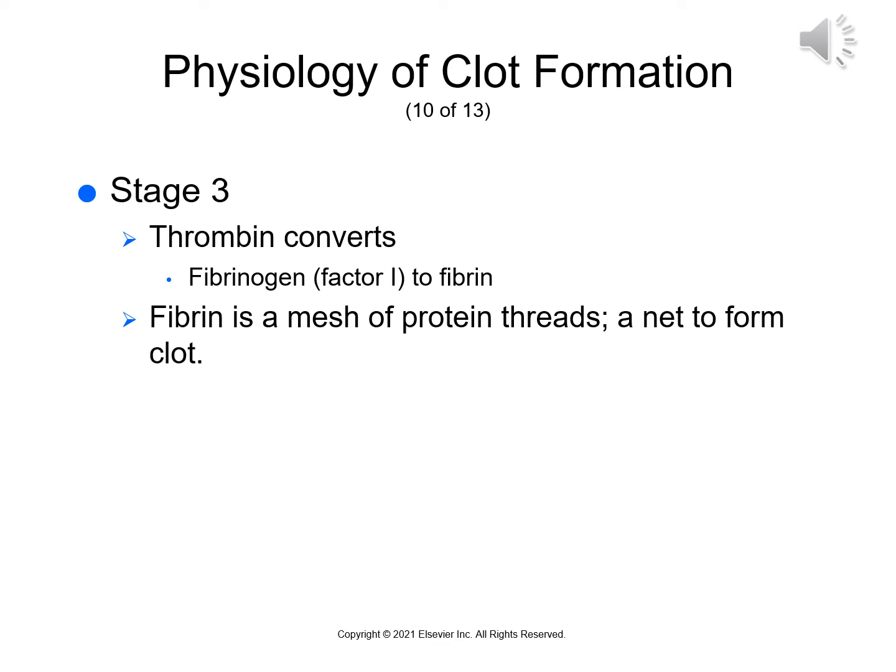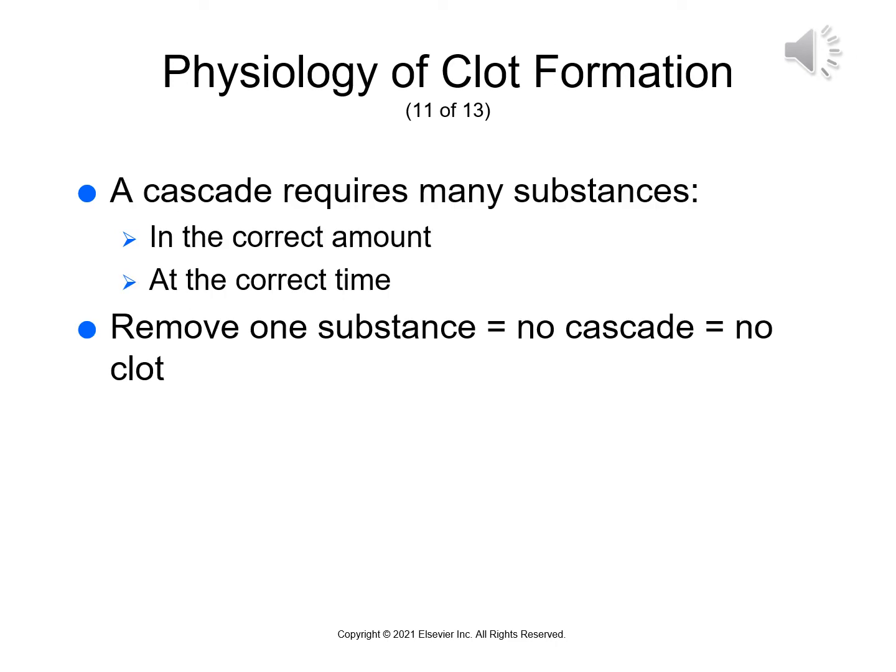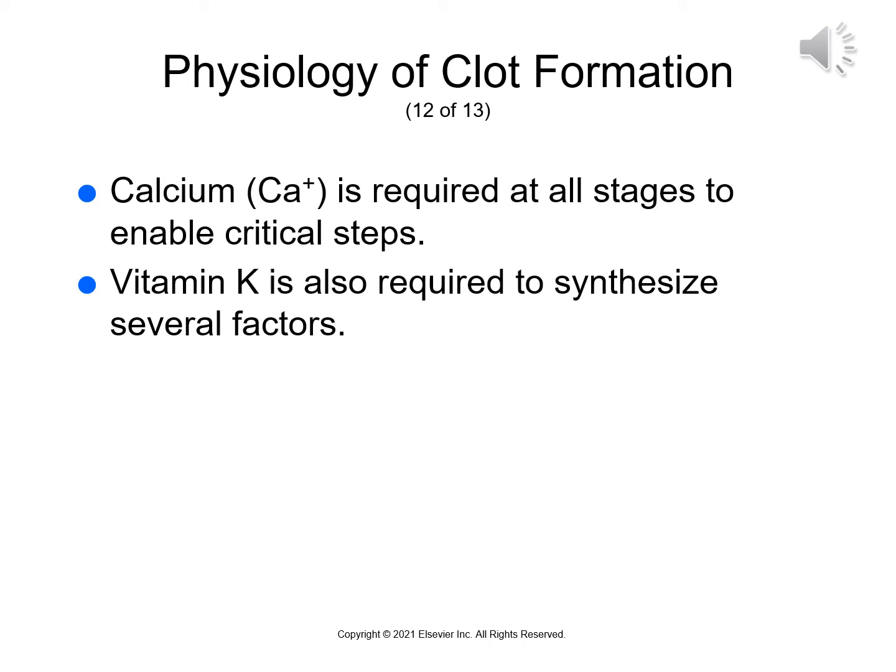All right, now in figure 9.2, that's an image of a fibrin net trapping red blood cells. And so in stage 3 of blood clotting, thrombin converts fibrinogen to fibrin, creating a clotting net. The process of clotting is not as simple as this, though. It requires the right substances in the right amounts at the right times. Whenever one of these things is lacking, the cascade falls apart. Okay, and we just read about this. The two substances, calcium and vitamin K, both play vital roles in coagulation.